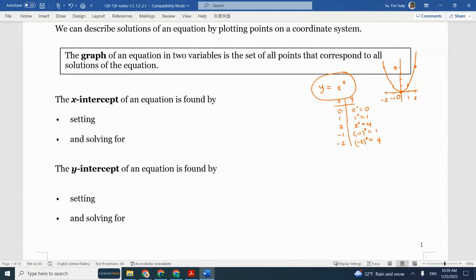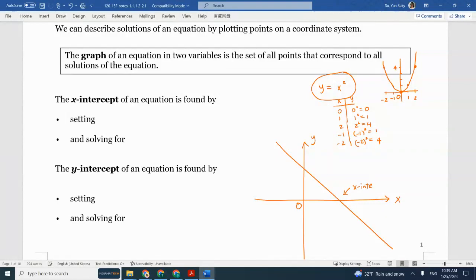Okay, x-intercept. The x-intercept of an equation is found by setting, okay, for example, let's say we have this line. We want to find the x-intercept. So this is the x-axis, this is the y-axis, this is the origin. To find the x-intercept.